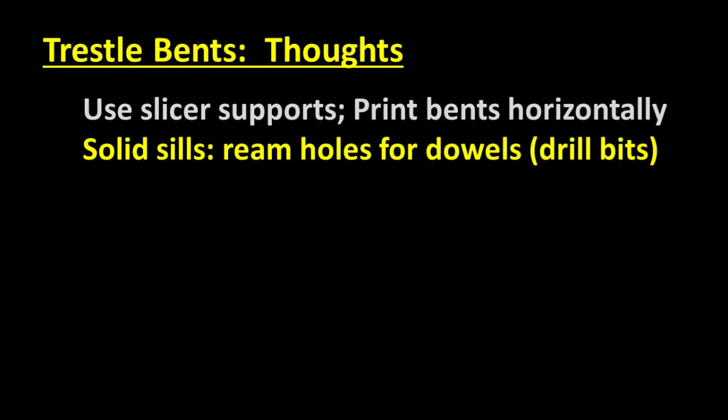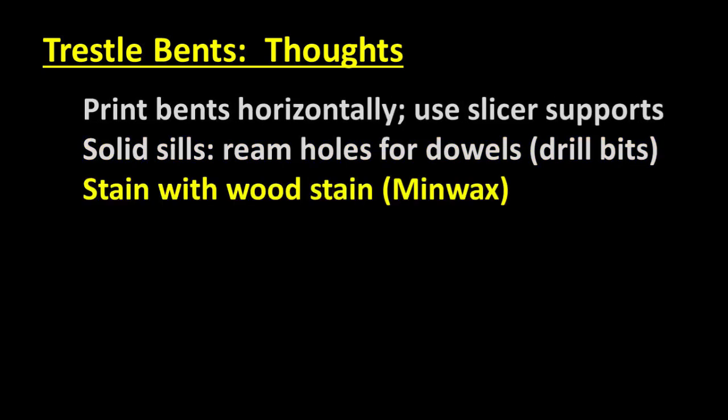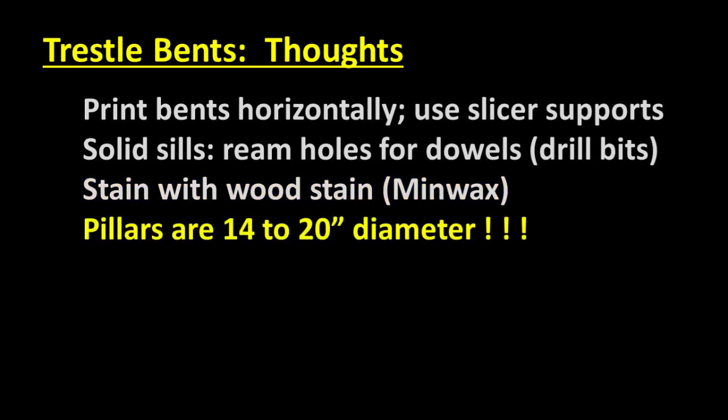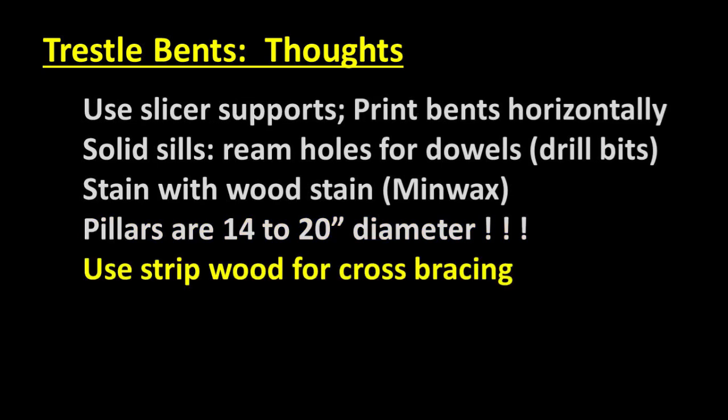The way around this problem is to make the holes a bit undersized and then ream them out with drill bits to fit your dowel rods. I like to use wood-impregnated PLA for trestle bents because the sills and the supports can be stained rather than painted. Pillars in wooden trestles are usually 14 to 20 inches in diameter, larger than I expected, so don't skimp on the sizes. I stopped at the trestle bents and left the cross bracing to you.